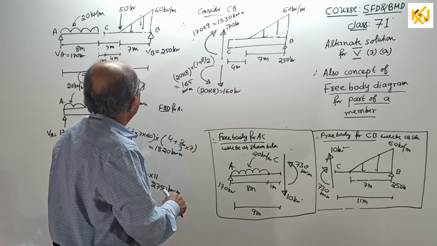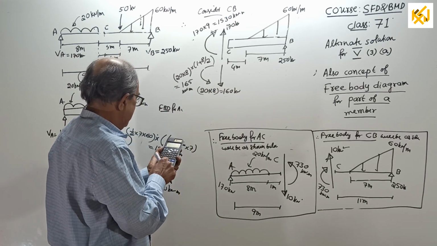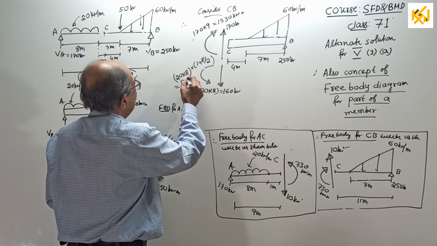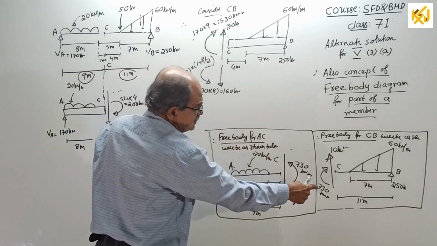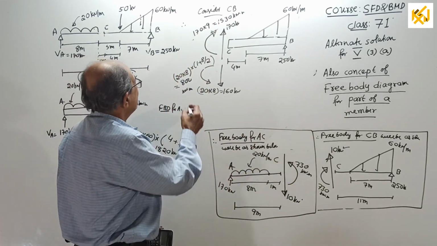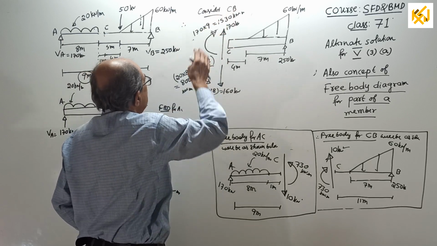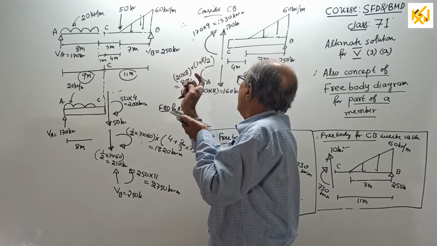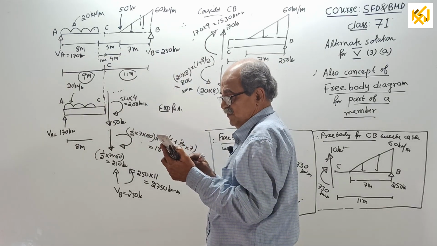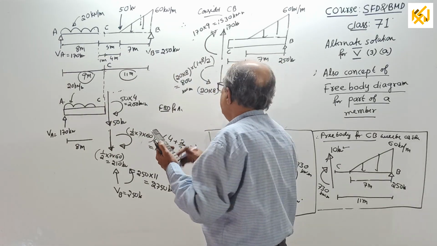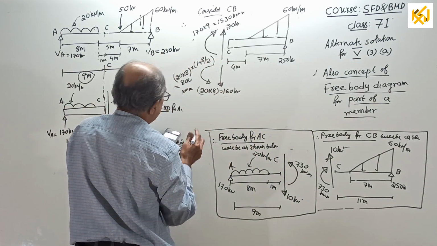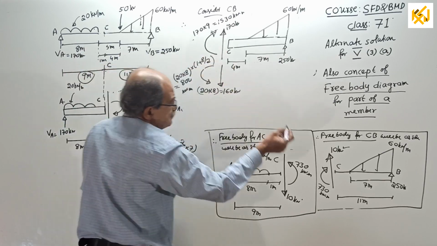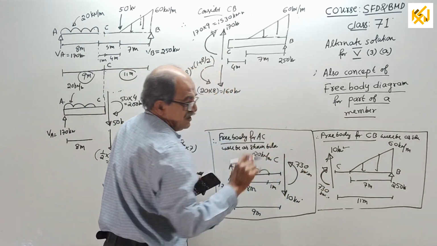Where is the answer? It is not 165, sorry. See, 20 into 8 into 5 is 800. Something went wrong, a calculation mistake. When I saw these two values, I got a shock. Calculation mistake, 800. Okay. Clockwise 1530 and 800 anti-clockwise means 780, not 730, a slight problem. It is a clockwise moment of 730 kN meter.